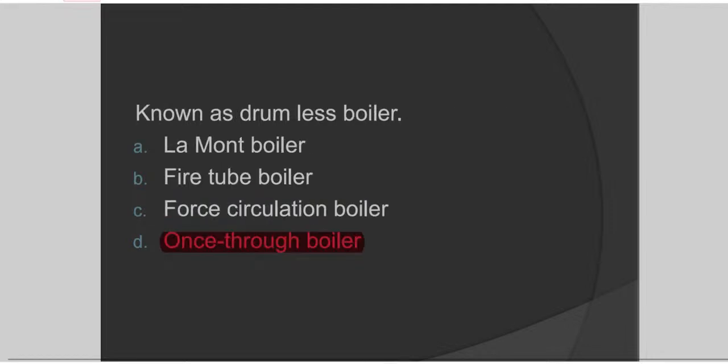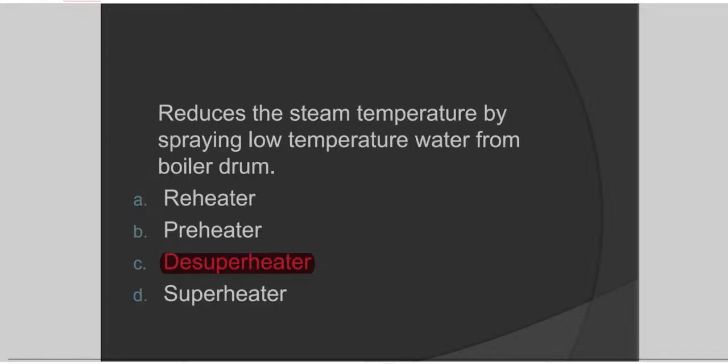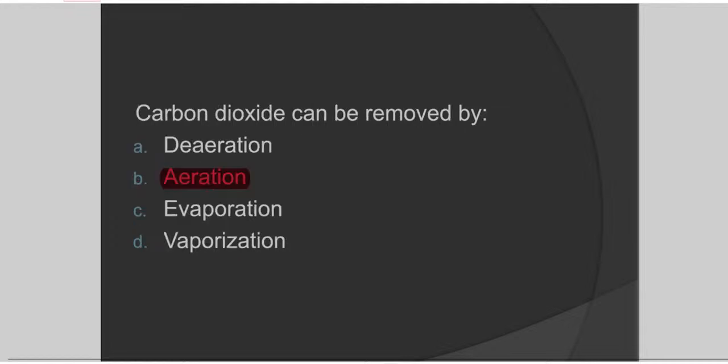Known as drumless boiler. A. Lamont boiler B. Fire tube boiler C. Force circulation boiler D. Once through boiler. Reduces the steam temperature by spraying low temperature water from the boiler drum. A. Reheater B. Preheater C. Desuperheater D. Superheater. Carbon dioxide can be removed by A. deaeration B. aeration C. evaporation.